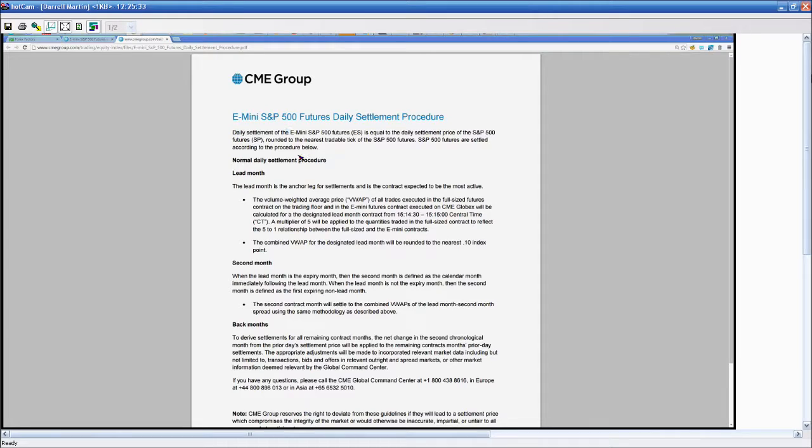The daily settlement of the S&P, they go down here. They take the lead month and they take what's called the volume weighted average price of all trades executed in the full size future contracts on the trading floor and in the E-mini futures contracts executed on the CME Globex. So we calculated for a designated leading month. And they'll look at it from basically the last 30 seconds of trading, from 14:30 to 4:15 Eastern time. And then it says that they'll add in a multiplier of 5 to apply to the quantities of the full size contract to reflect a 5-to-1 relationship between the full sized and the E-mini.